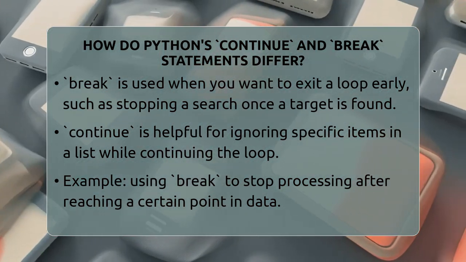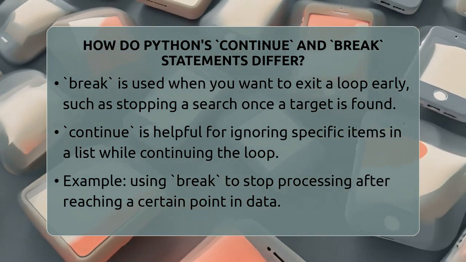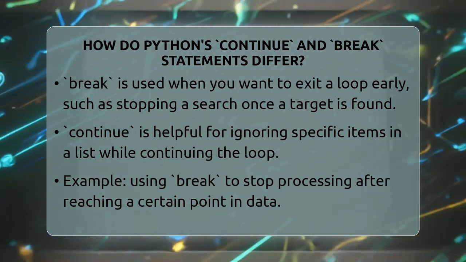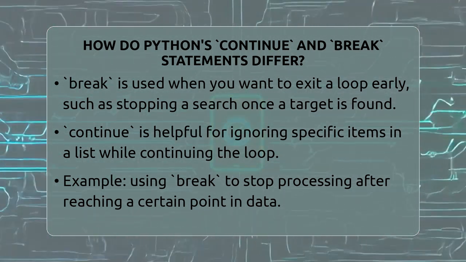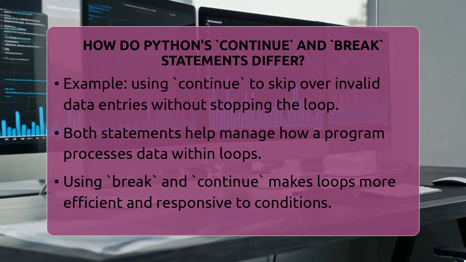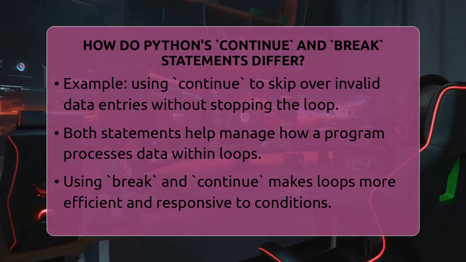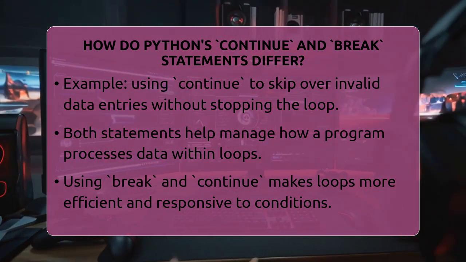Now the continue statement is like a skip button. When Python encounters continue, it skips the rest of the code in the current cycle of the loop and jumps straight to the next cycle. So, if you want to ignore certain items in a list but keep looping through the rest, continue is your friend. For example, if you want to print all numbers but skip printing the number 3, you put continue when the number is 3. The loop skips that step but keeps going with the next number.